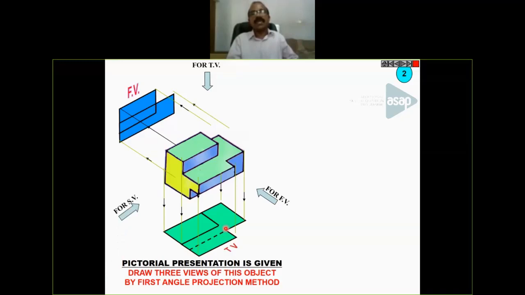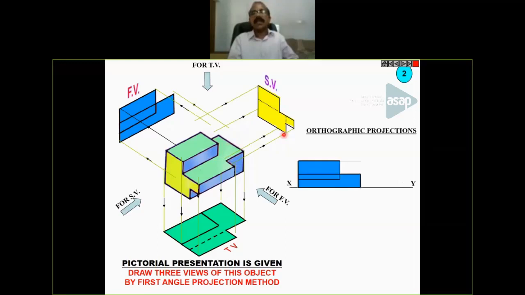Similarly, for drawing the side view, looking from the left side of the object, you can see the left side view. And in this portion we have an invisible surface, that's why they put a hidden line. And here also we have another invisible edge.